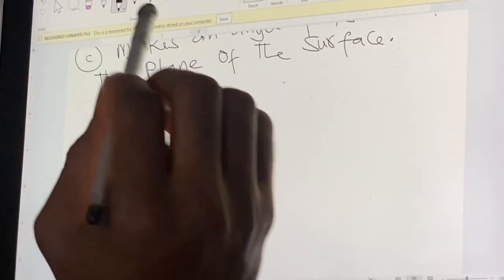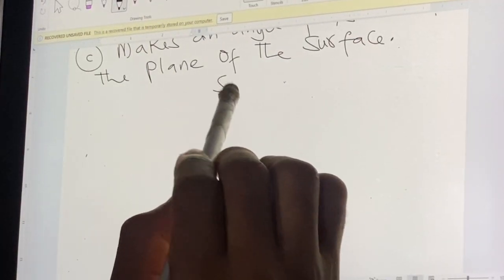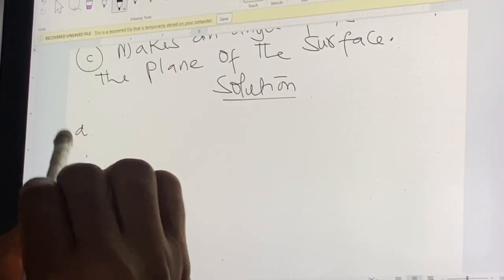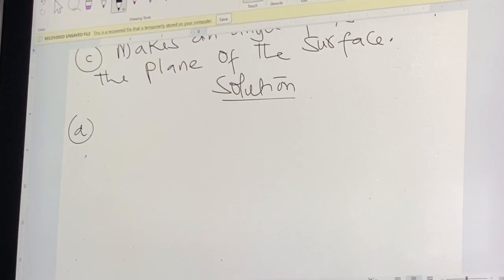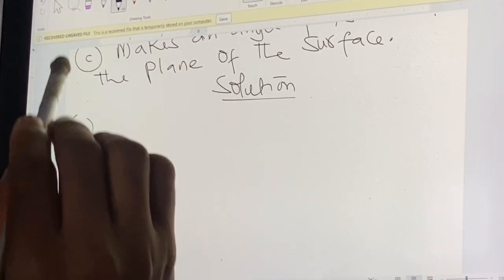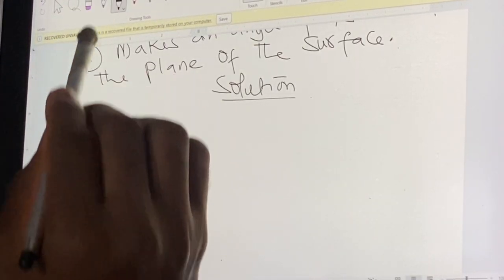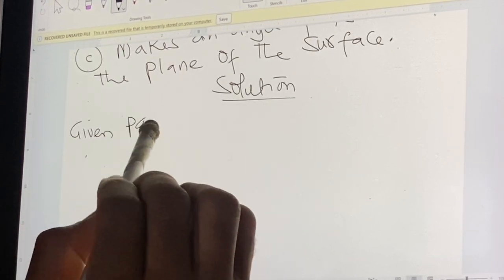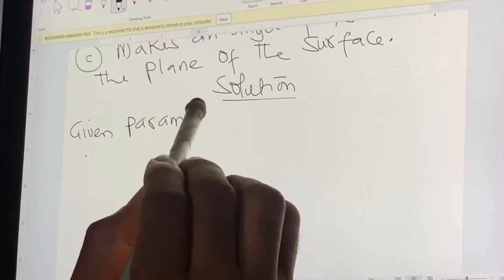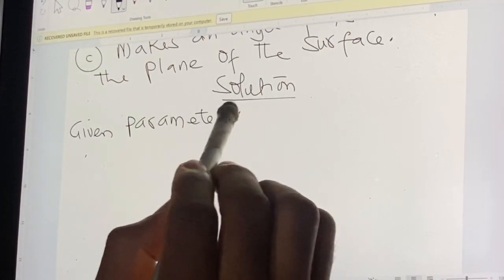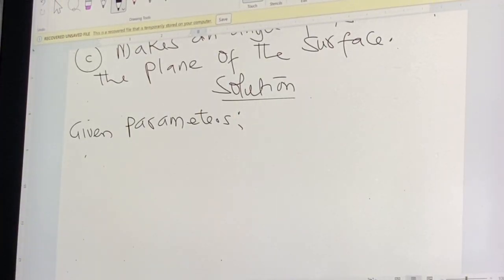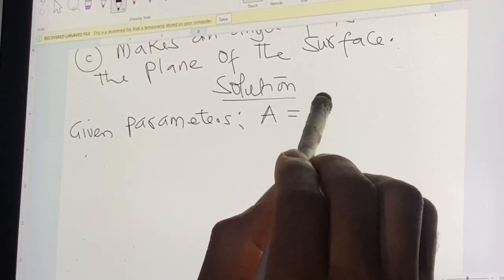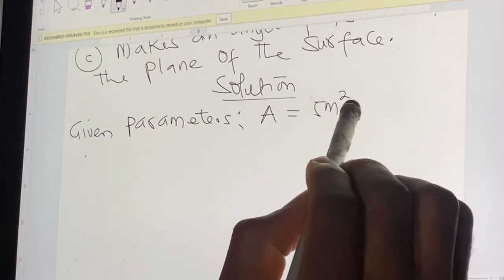Okay, now let's solve the question here. Solution first. We list out the given parameters first. That is, the given parameters. So A, which is area, is given to us as 5 meters square. It's already given to us here.